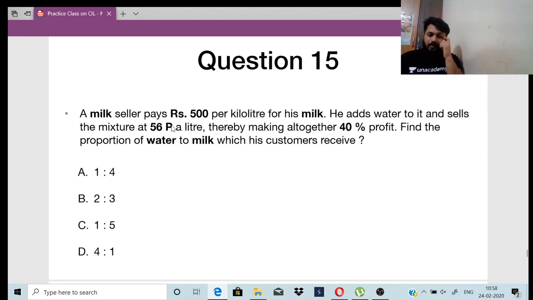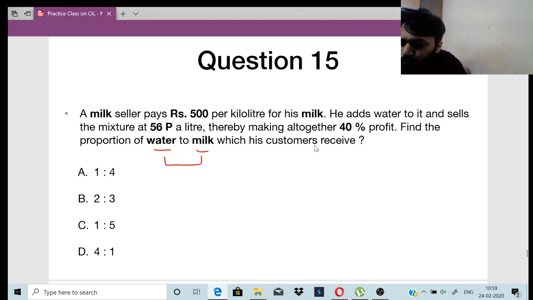A milk seller pays rupees 500 per kiloliter for his milk. He adds water to it and sells the mixture at 56p a liter, thereby making altogether 40% profit. Find the proportion of water to milk which his customers receive.